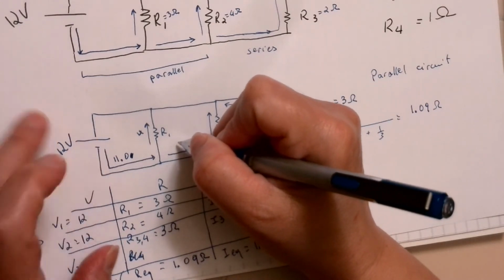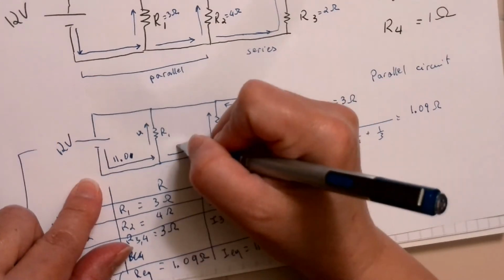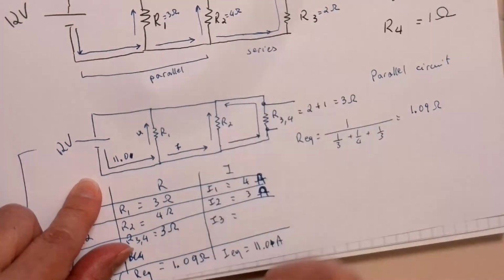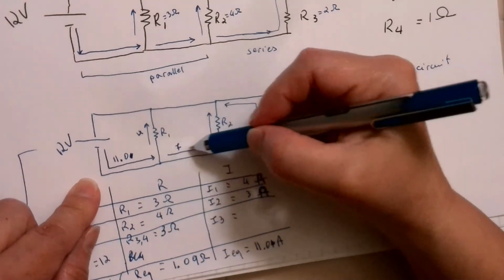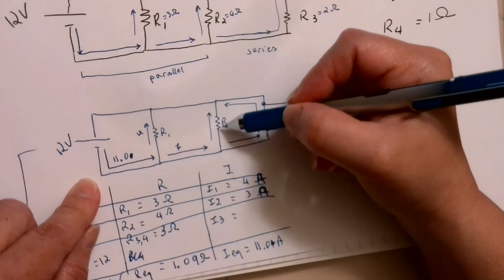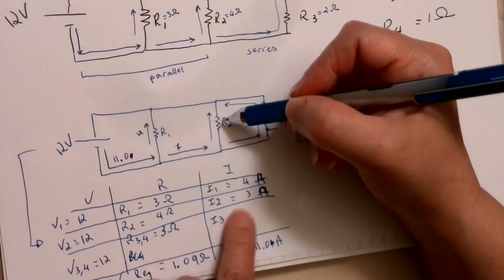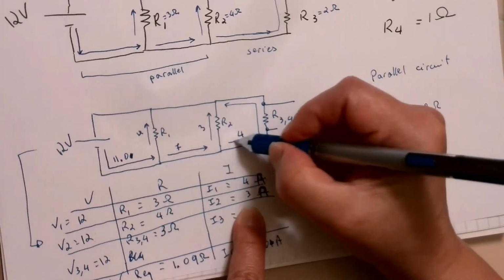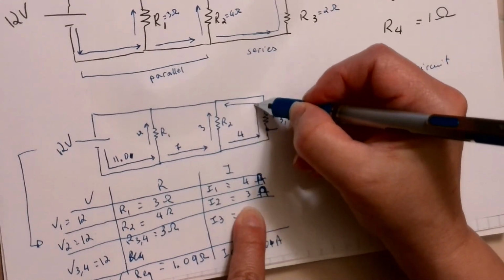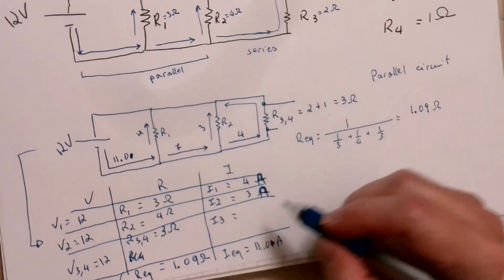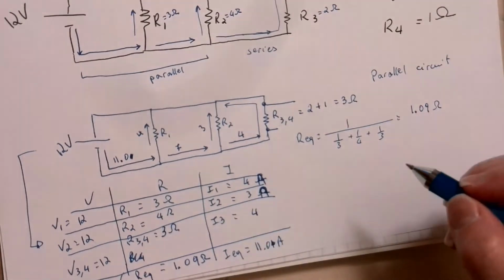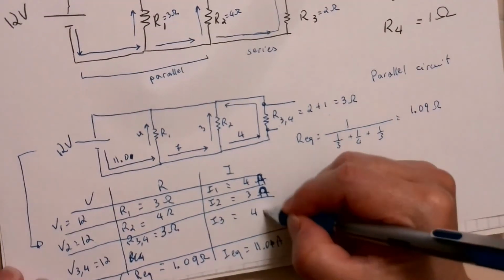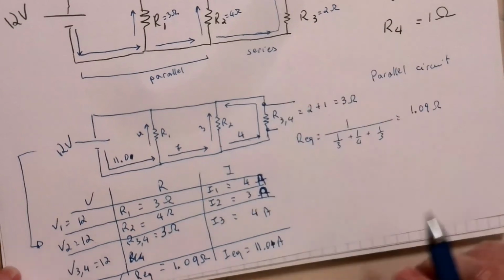So 7 is here, right? So 7 now is branching off because some is going through R2, which is 3, right? So this means that here the current is 4, and it's always 4 because I don't raise the pencil, okay? So 4 amps is the current that is going through those resistors.